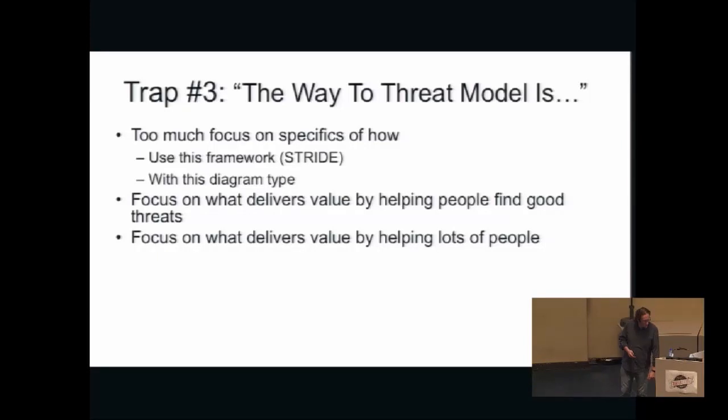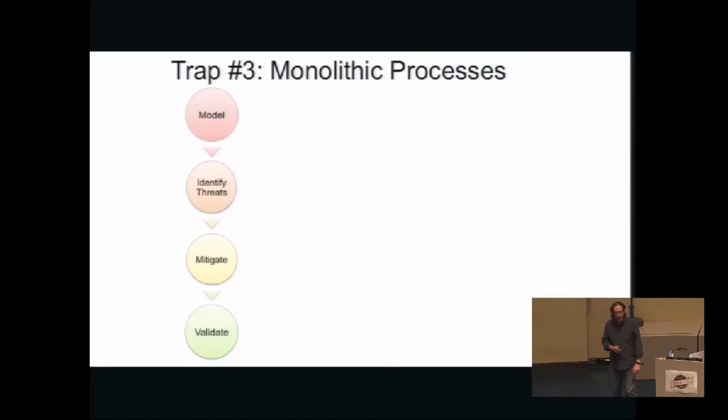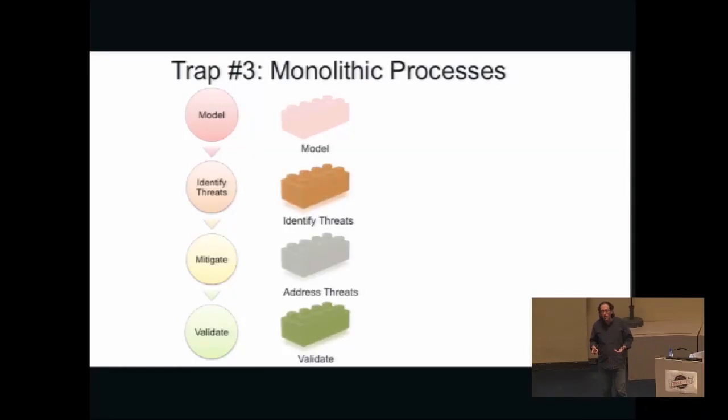So rather than saying the way to threat model is, I like to borrow a line from the Perl folks and say, there's more than one way to do it. And because there's more than one way to do it, I no longer think about this in terms of monolithic processes. You might have thought that the Legos earlier were just a fun little thing, and they were, but also, I think about threat modeling as a collection of building blocks, a set of things which we can snap together, and we can actually construct different ways to threat model out of composable pieces. And if we go from a monolithic approach to a composable approach, then it gives us a couple of advantages. One, we can experiment more easily. Two, we can adapt more easily.